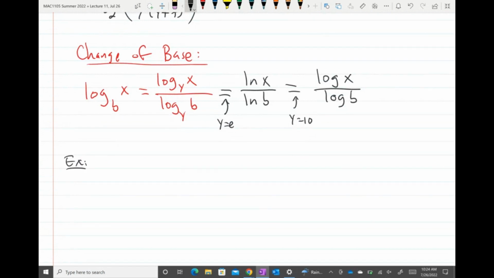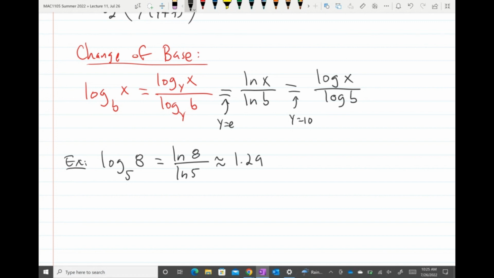For example, let's say that we want to compute log base 5 of 8. We want to know what this number is, I don't know, accurate to 2 decimal places or something. I don't have a way to do that directly, but I can use my change of base. I can say this is the same thing as ln 8 divided by ln of 5. And that's something that I can compute. So this is about 1.29.